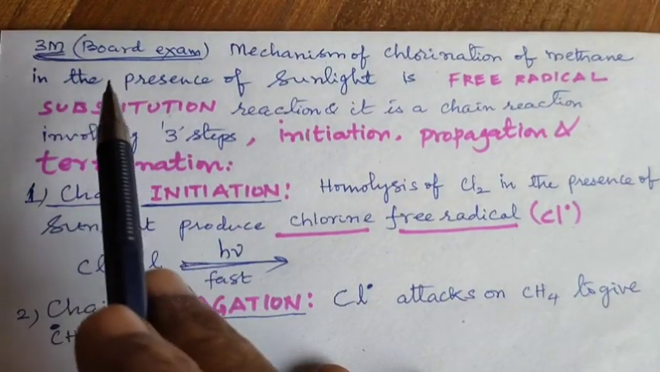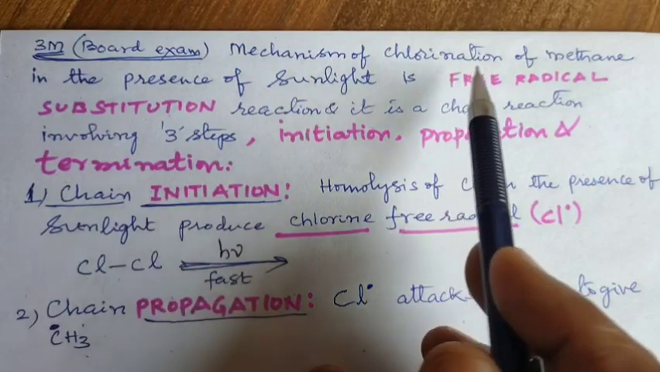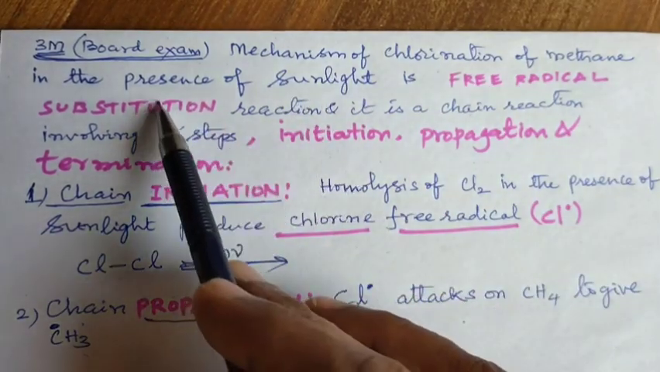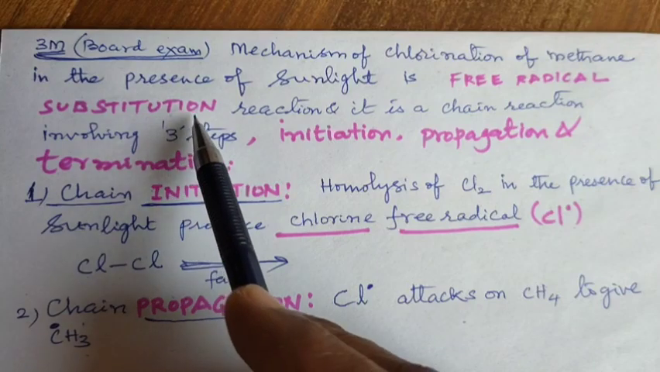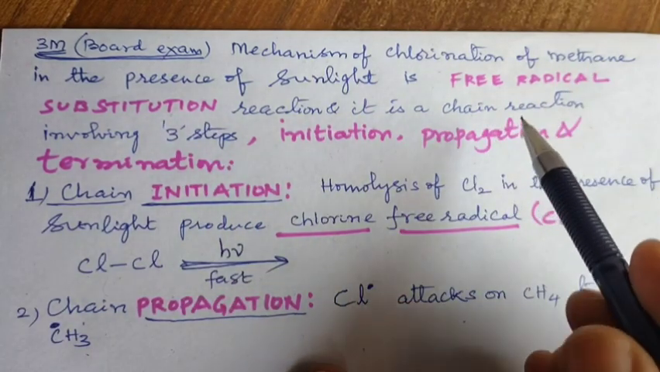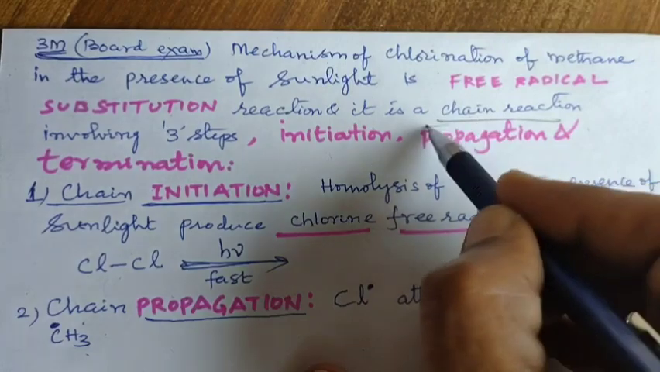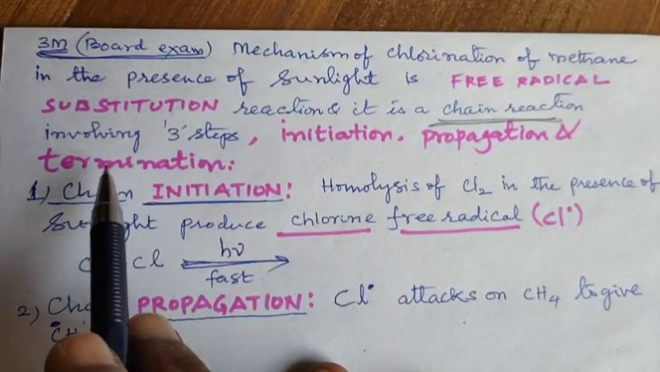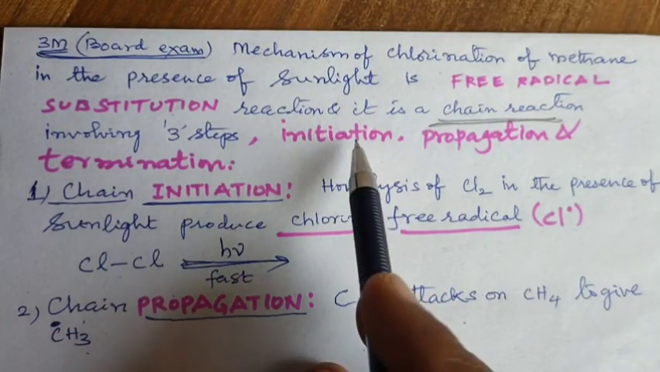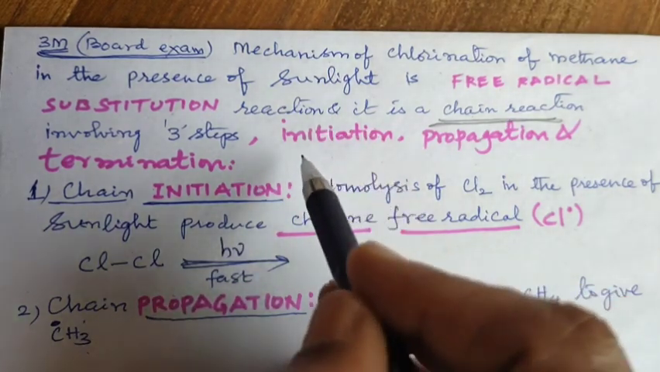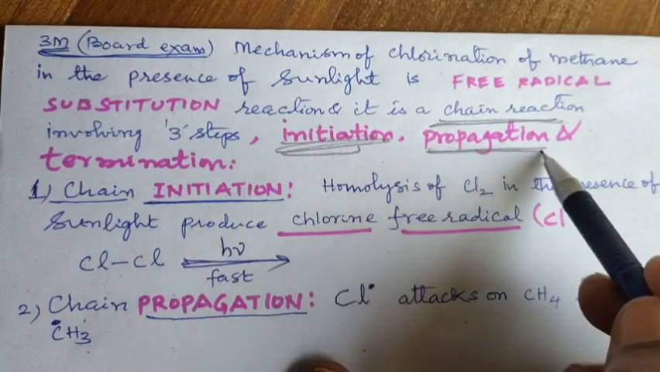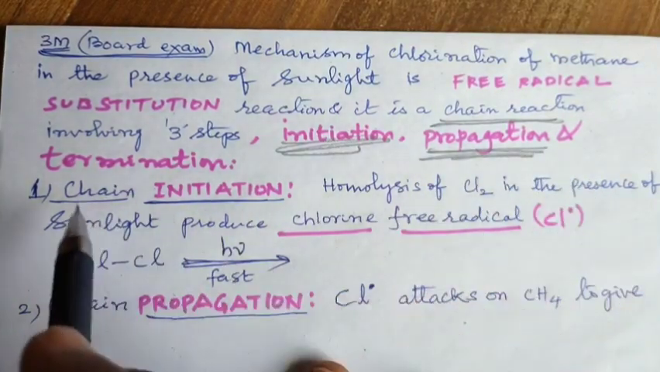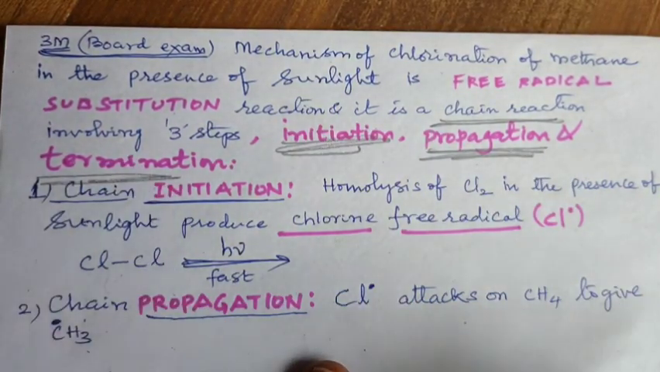Previously we discussed halogenation. Yes, the mechanism of chlorination of methane in the presence of sunlight is a free radical substitution reaction, and it is also carried out as a chain reaction. Correct? Yes. It involves 3 steps. One is initiation, where the chain reaction is started. Then propagation, where the chain reaction is growing. Then termination, where the chain reaction is stopped.